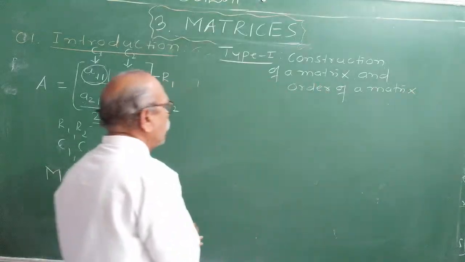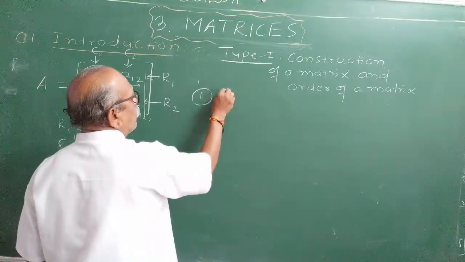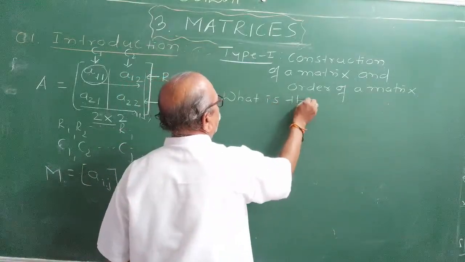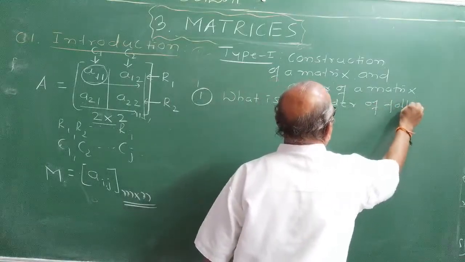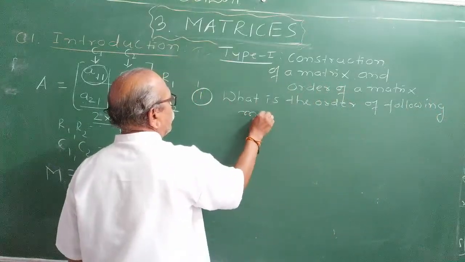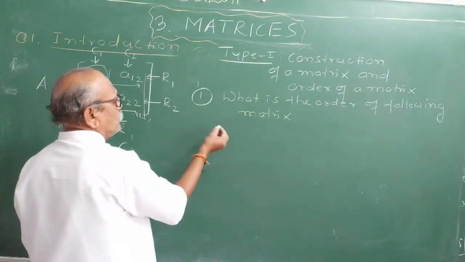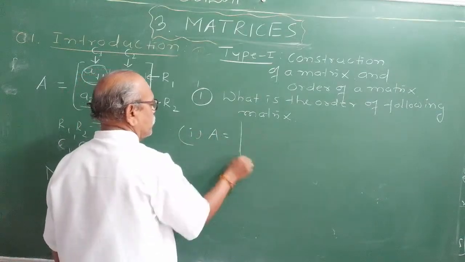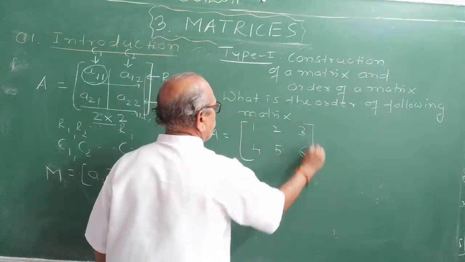Now, I will give an example. First question number 1. What is the order of the following matrices? I'll give some matrices. First step is to identify the order of the matrix. I will give matrix A. First example, observe here: 1, 2, 3, 4, 5, 6. Tell me the order of it.